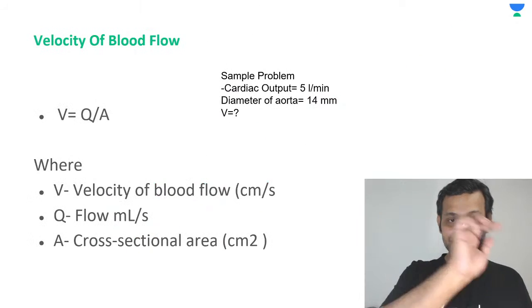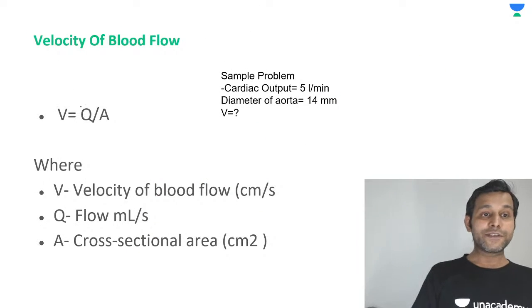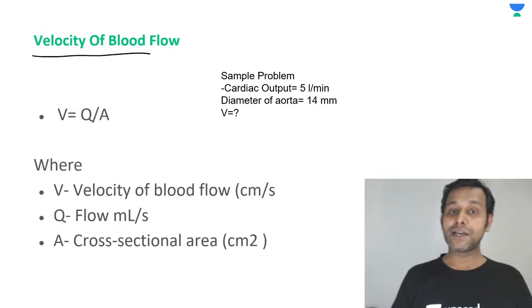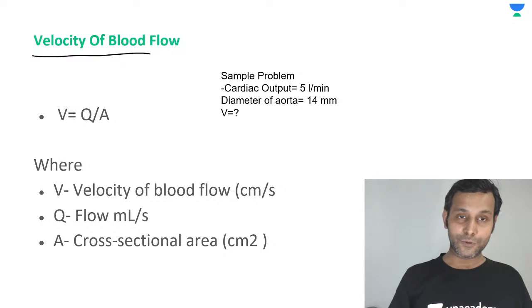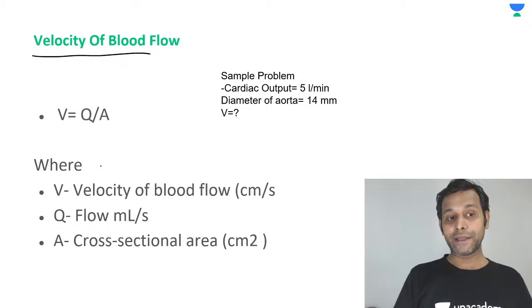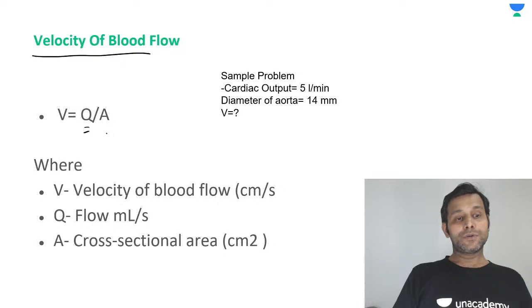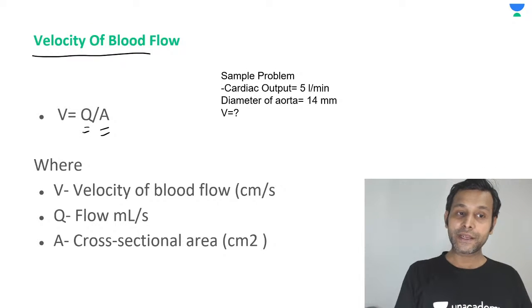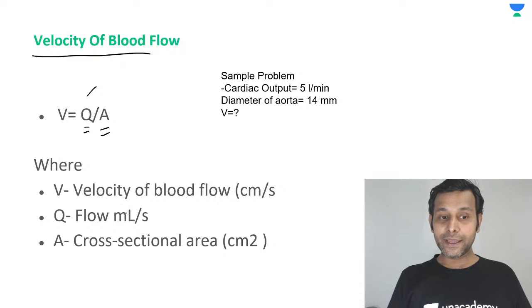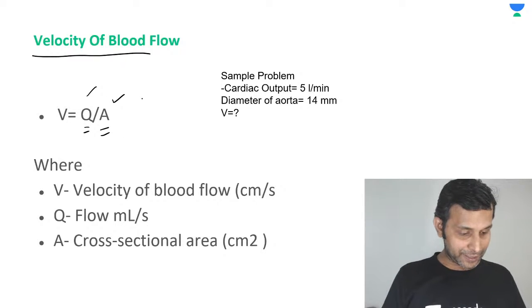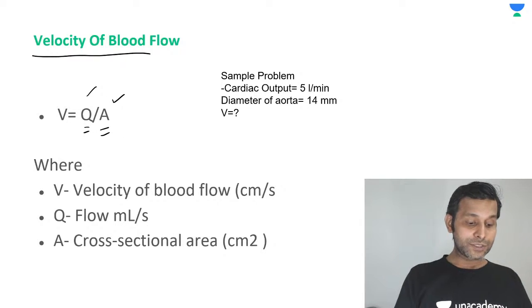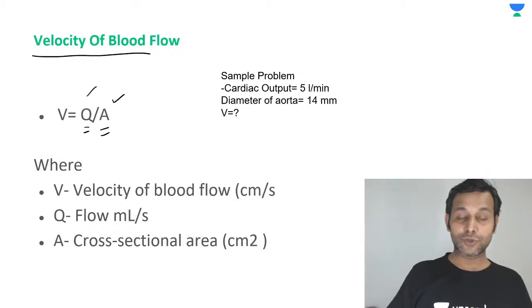Let us go to the next calculation. Velocity of blood flow. We have studied just a blood flow. Now velocity of blood flow. Velocity of blood flow is determined by Q divided by A, where Q again indicates flow of the blood and A is a cross sectional area. The A indicates cross sectional area of the vessel through which the blood is flowing.